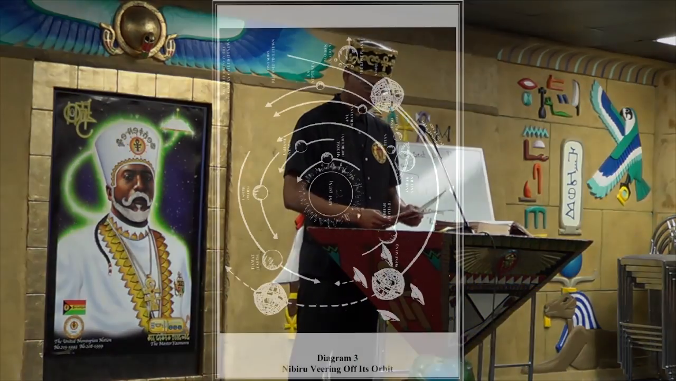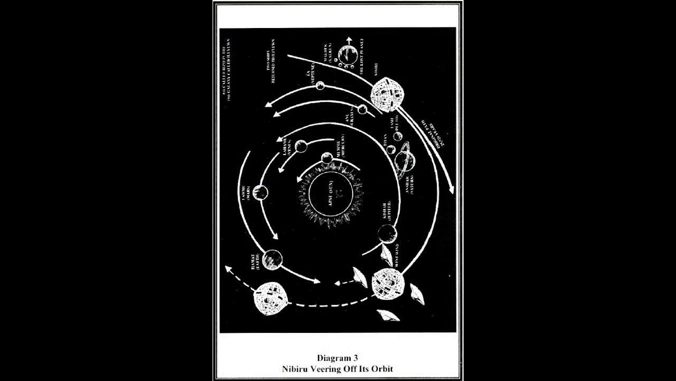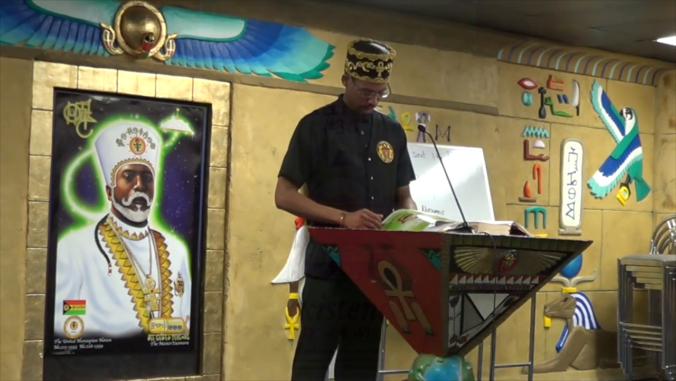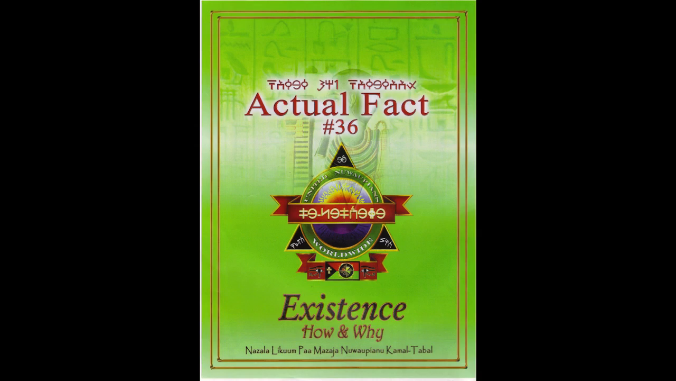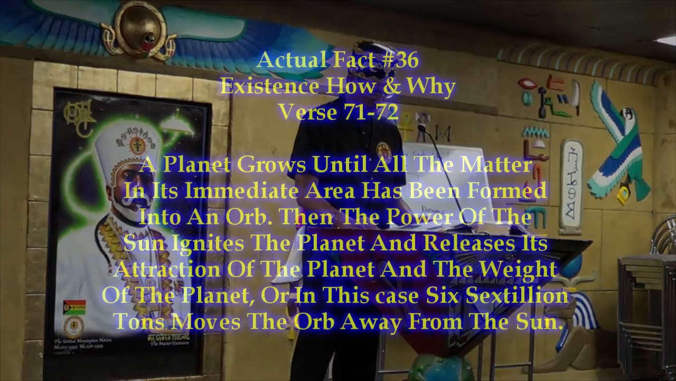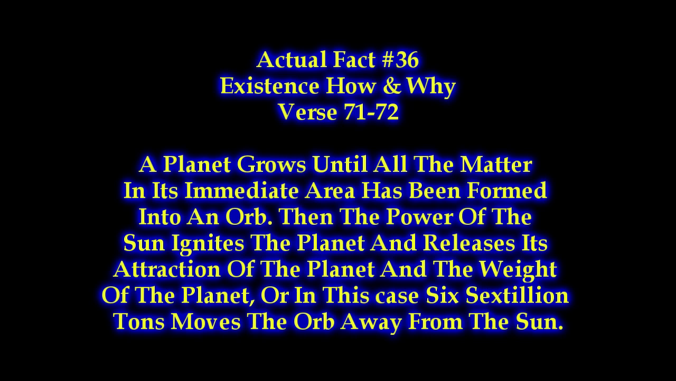Right, so in the Holy Tablets, it explains in great detail the formation of the planet, but also if you go to the actual facts, existence, how and why, starting with verse 71, it explains how a planet grows. A planet grows until all the matter in its immediate area has been formed into an orb. Then the power of the sun ignites the planet and releases its attraction of the planet, and the weight of the planet, or in this case, like our planet, this satellite is 6 sextillion tons, moves the orb away from the sun.